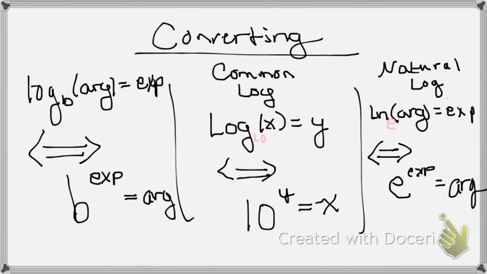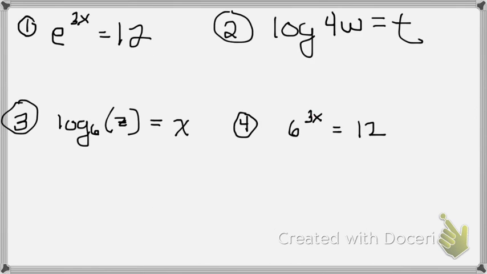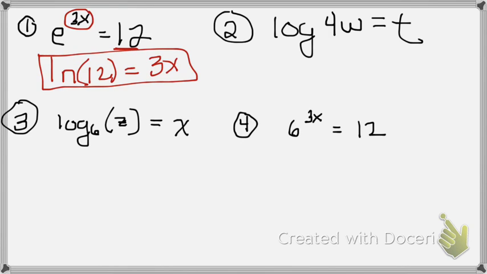So let's try some examples of this. Let's start with number 1. We notice that it has a base of e, so that means we have to use natural log to convert. So ln, your argument is right here. Remember, logs tell you how many exponents we need. So the ln of 12 is equal to 3x. We're just converting, not solving, so we're going to leave this answer as is.